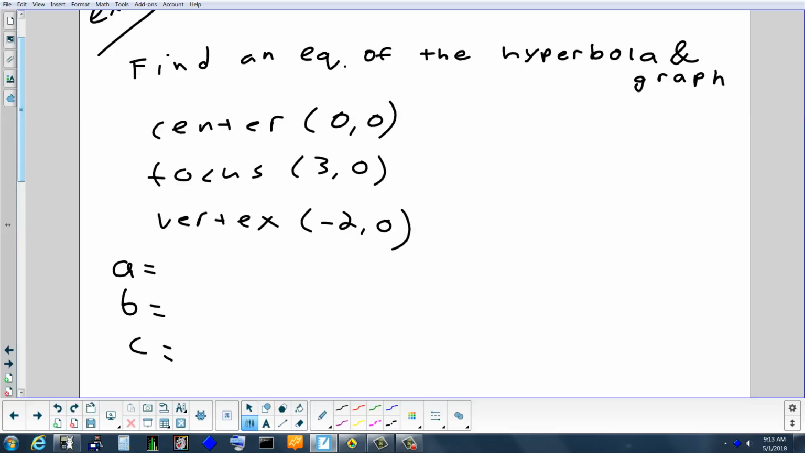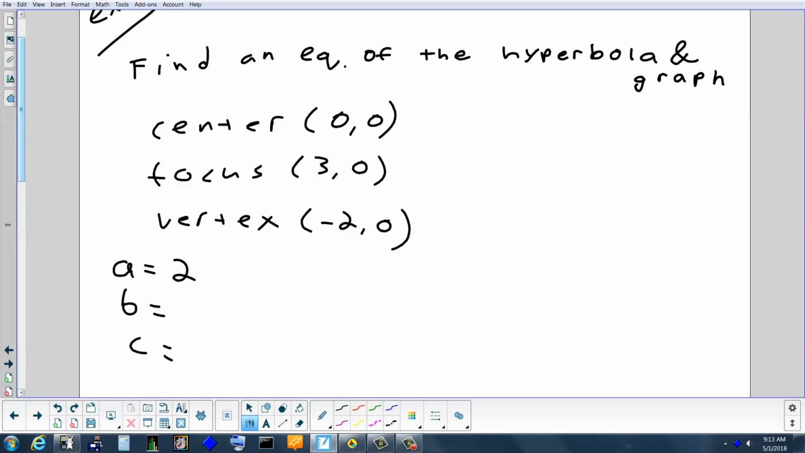All right, so based on the information that they have given me, what can I find first without really doing any calculations? Rebecca? A and C. Yep, I can definitely find A and C. So A is the distance from the center to the vertex, which in this case is 2. So distance is 2.